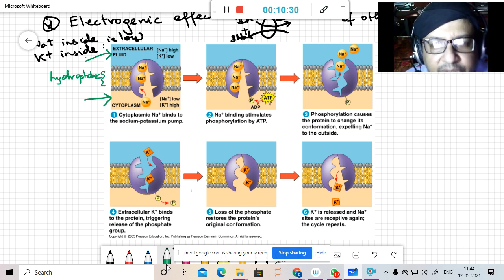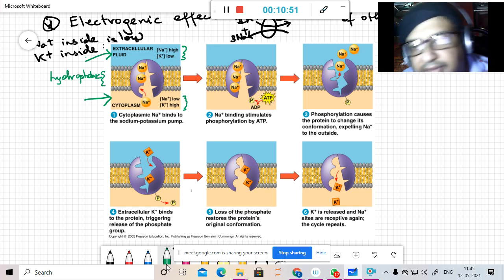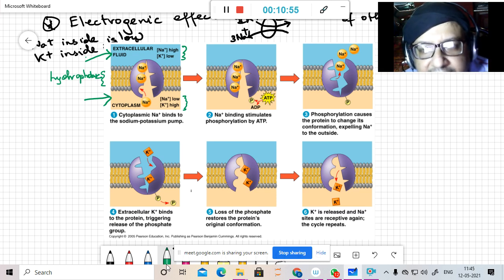Sodium is high outside and potassium is low outside, and inside the cell sodium is low and potassium is high. So potassium cannot exit, and this channel is closed. Sodium cannot exit, and sodium cannot enter against the concentration gradient. Normally it is closed. It doesn't take place like this.